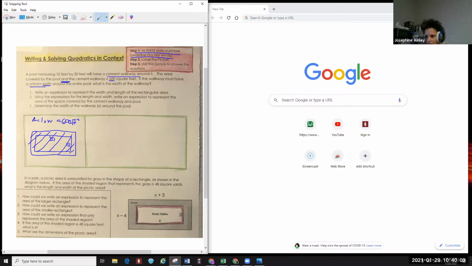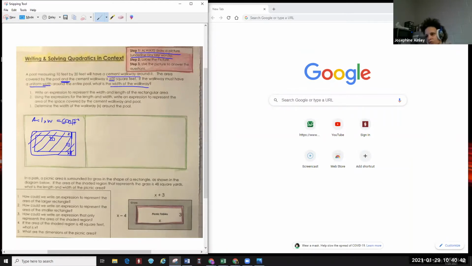All right, if the walkway must have a uniform width, what does that mean? Uniform width means everything around is the same distance. Okay, so if it must have a uniform width around the entire pool, what is the width of the walkway? Okay, so the question is, what is this distance here? Let me undo all this. What is this distance here? Okay, so I call it X, that width.